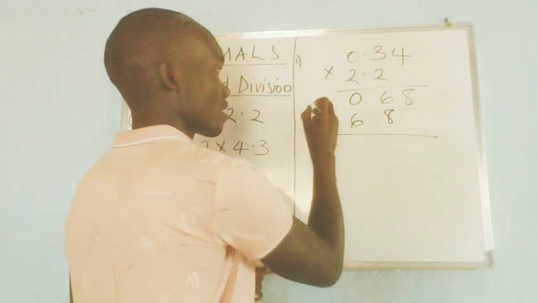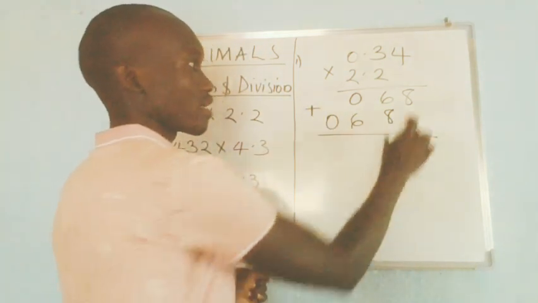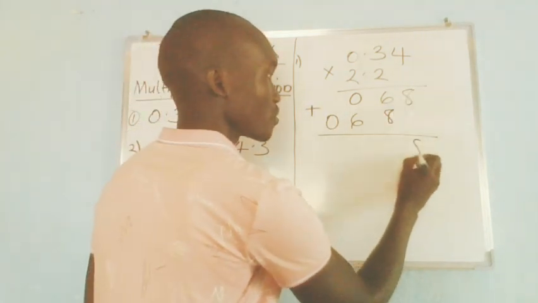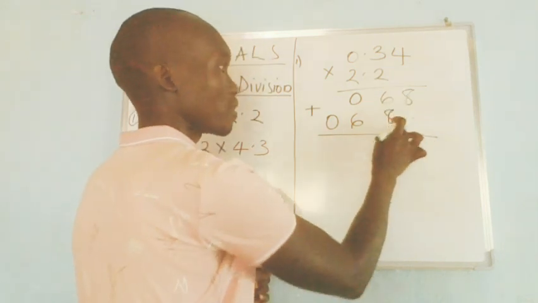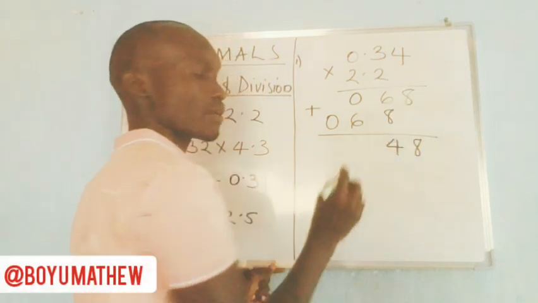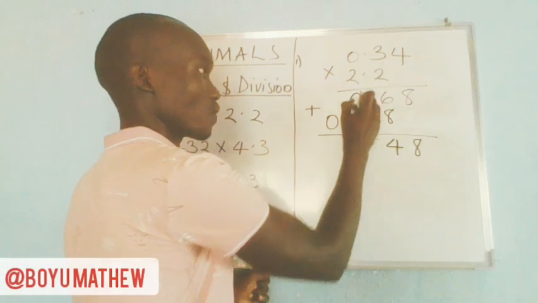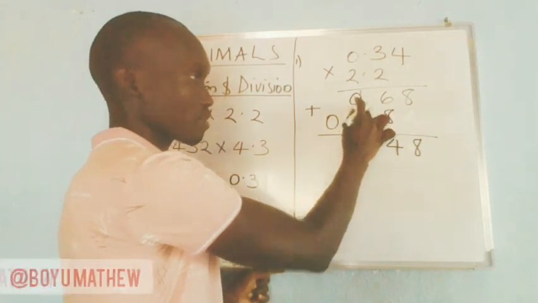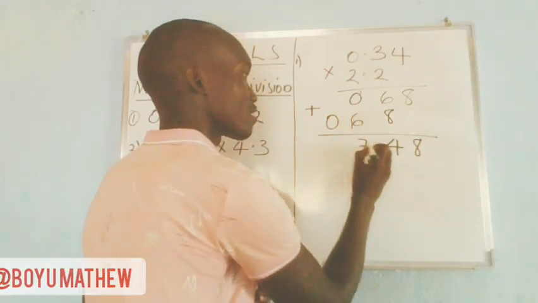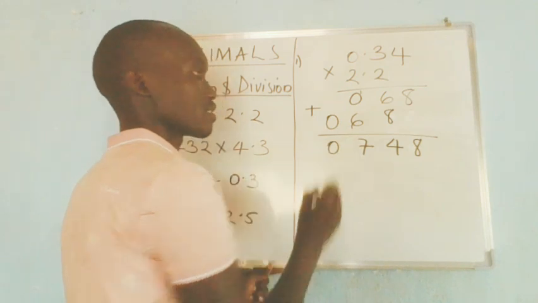And then at last we add 8 plus nothing, that will be 8. 6 plus 8, that will be 14. So we write 4, we carry 1. 1 plus 0, that will be 1, plus 6, that will be 7. And then we add this 0.